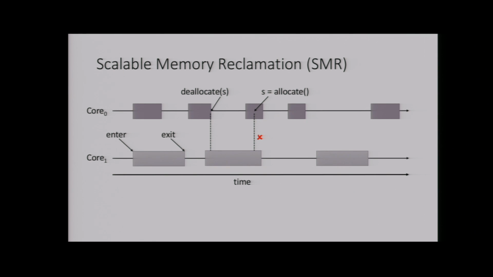A graphical way to depict this is that we have two cores, one on top, one on bottom, time going from left to right, and each of the boxes denotes one of the enter-exit pairs, right? So we enter, the box starts, access the data structure, exit, box ends. So we see here that core 1 enters and exits, fine. Core 0 at some point deallocates node S within the data structure. And if we try to reallocate that same node at the second time where the allocate is denoted, we have a problem. We have exactly the problem that I was talking about because core 1 can still be accessing that data structure, right?